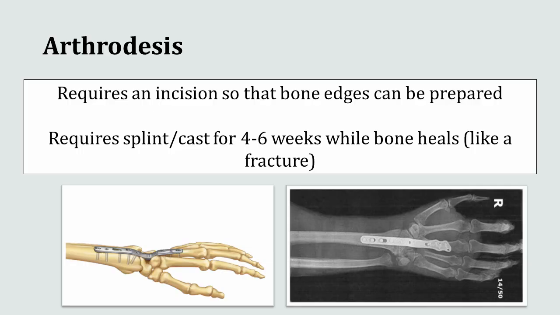So like I said, it does require an incision so that the bone edges can be prepared, and it requires a splint or a cast for 4 to 6 weeks while the bone heals, like a fracture would or a broken bone. You can see this is just an example of a wrist fusion. We oftentimes will not do any wrist fusions in spinal cord patients unless necessary, just because we really want to preserve wrist motion for tenodesis.